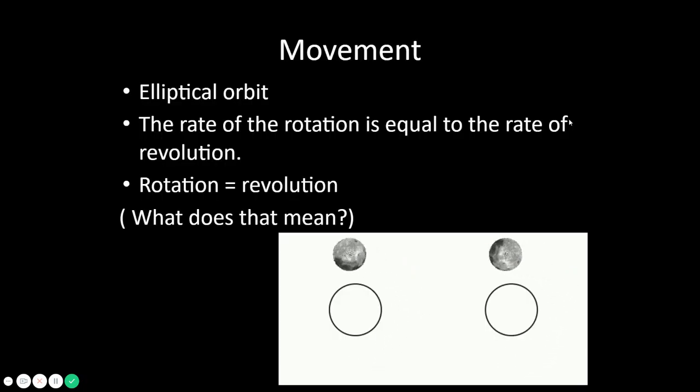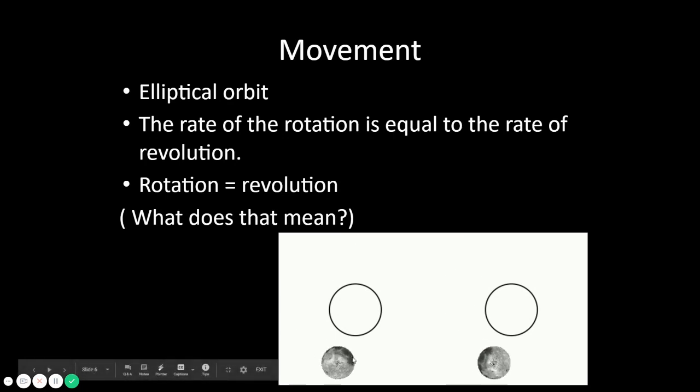Now, its movement. It has an elliptical orbit, so sometimes it's closer to the Earth and sometimes it's further away, just like our elliptical orbit with the Sun. But the rate of rotation is equal to the rate of revolution, so we only see one side.